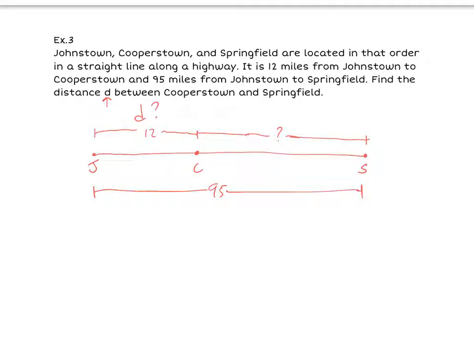So how would we figure out that total distance? What would you do, Billy? 95 minus 12. Do that subtraction problem. The total distance, 95, minus the distance we know, 12, is going to give us this D value here. So D equals 83.